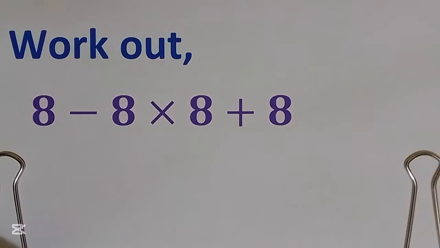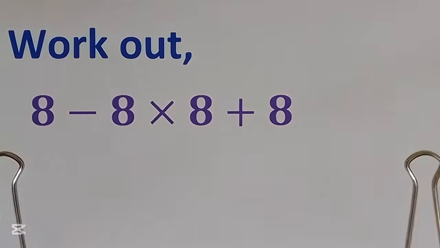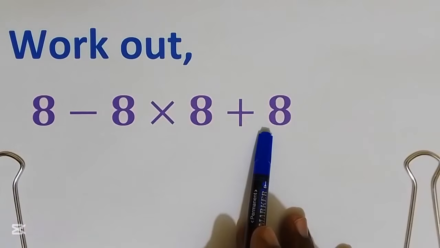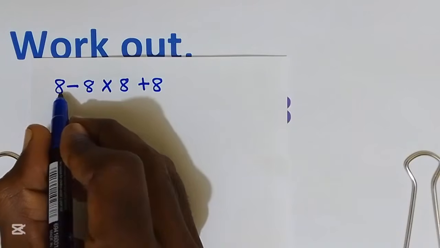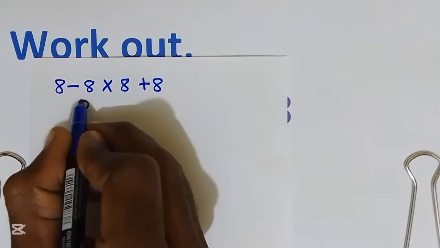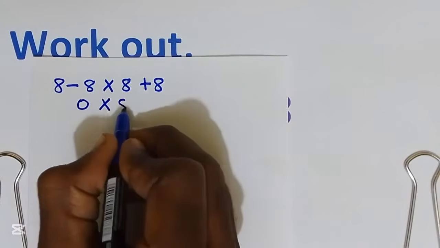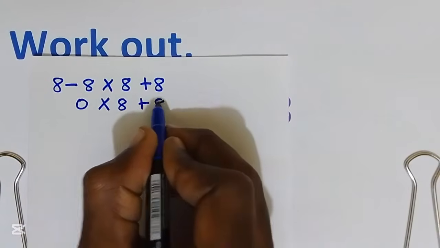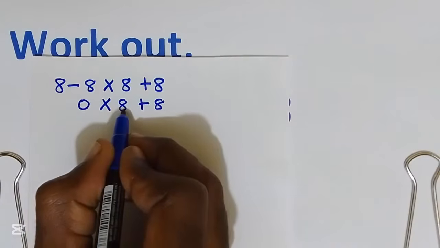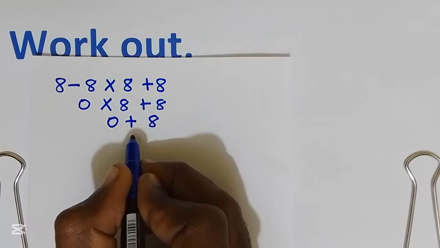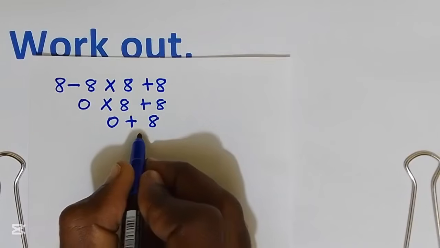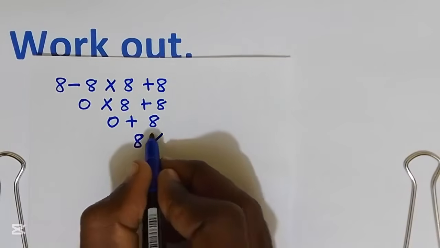We have an order of operation question. Don't fall into the trap of saying the answer to this question is equal to 8. Don't be among those who take this as 8 minus 8, 0, then multiply by 8 plus 8, and they take 0 multiplied by 8, they get 0 plus 8, and they end up getting the answer equal to 8, which is wrong.